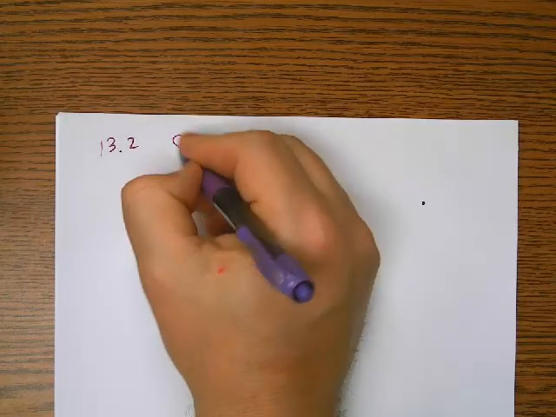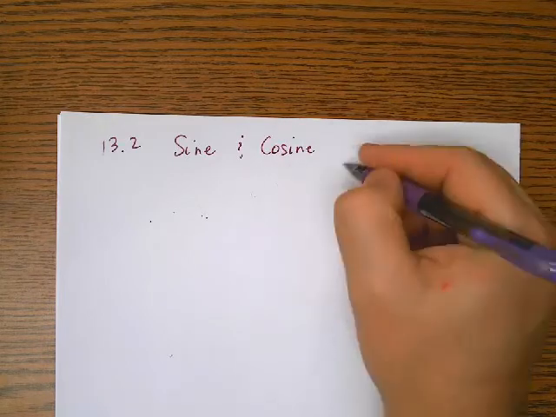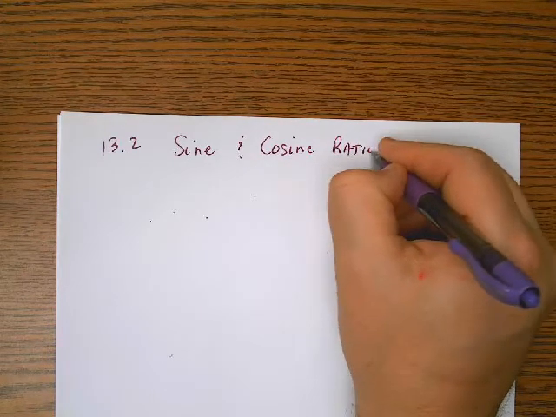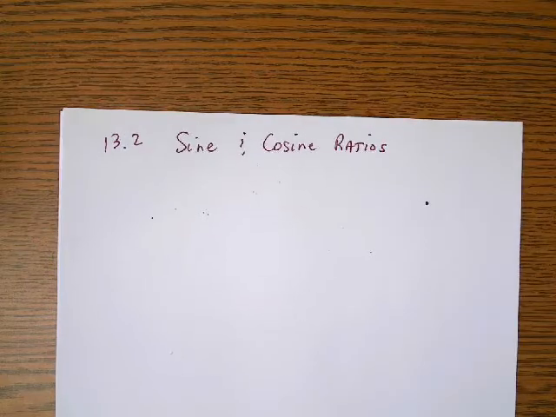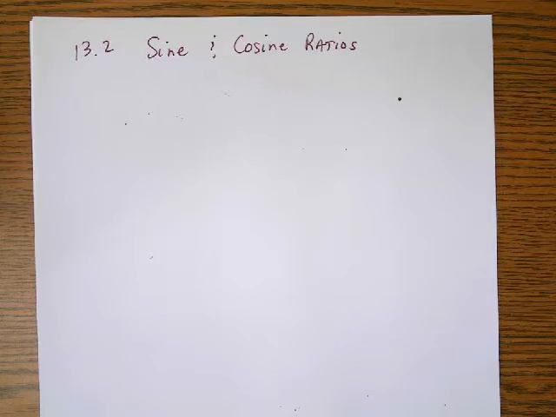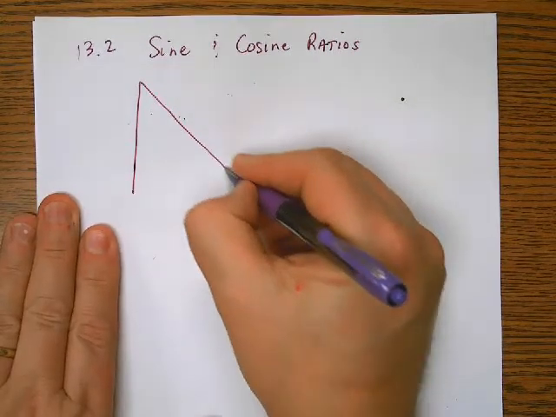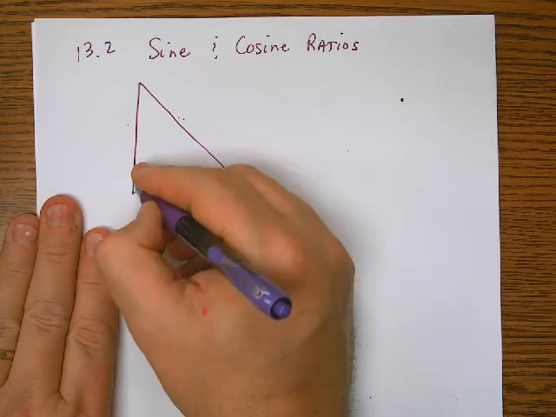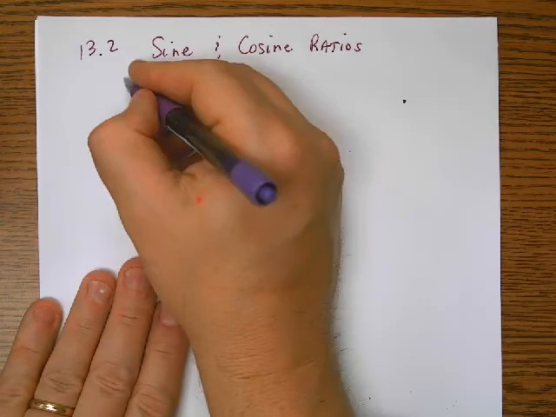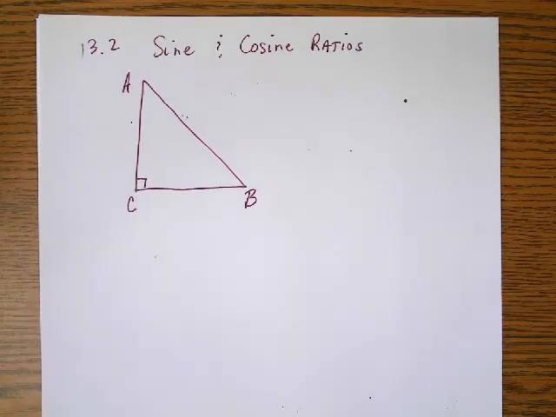All right, let's take a look at some notes. 13.2. Let's label it the sine and cosine ratios. Move it to the top of the screen. Virtual students, it'd be good to write this down. Okay, so let's create a triangle. Make it nice and large. It's a right triangle, so put a right angle in it right there. We're going to go angle A, angle B, and angle C.